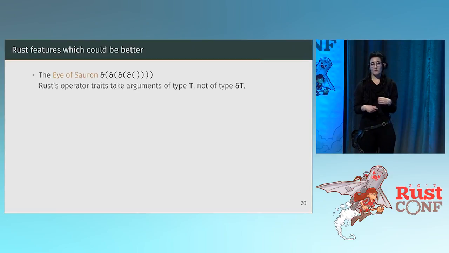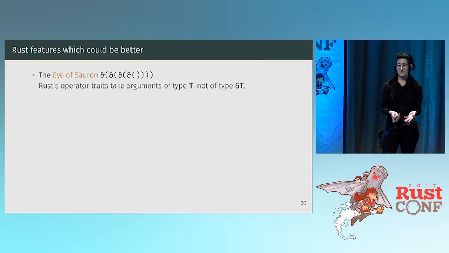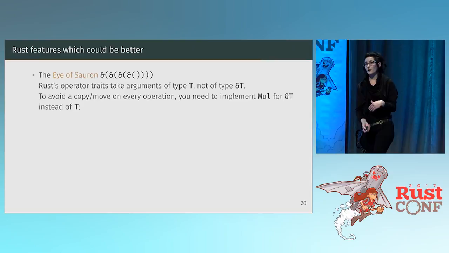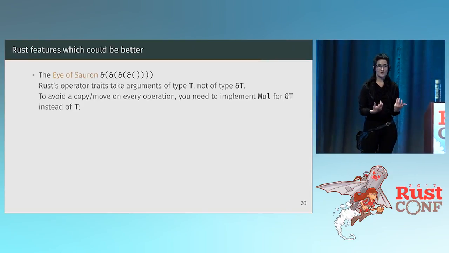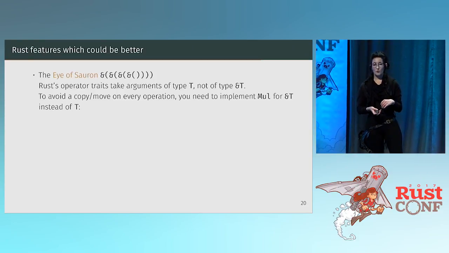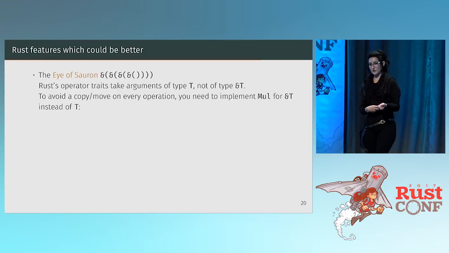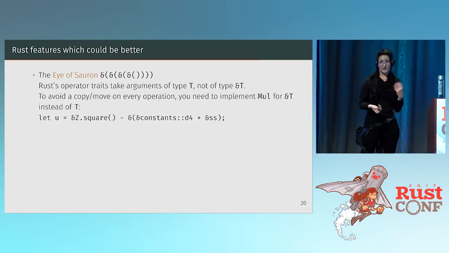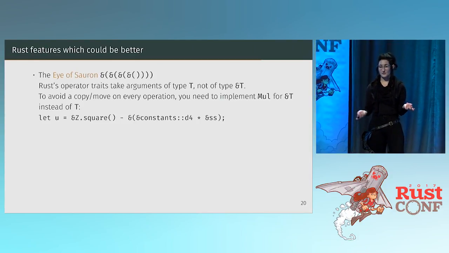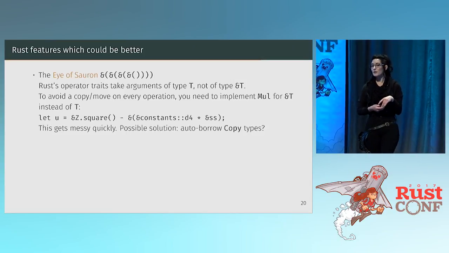This results because Rust operator traits take arguments of type T, not type borrow T. So if you need a copy for your types, which we do because we have a lot of constants that are various things in the curve that get used all over the place in different protocols, like for example the base point of the curve, which is just a point that you pick and it's special. We have a constants file, whatever. So we need copy, so we have to implement our operations on type T, and then you end up with code that looks like this, where you keep putting parentheses around things as you have this expression of multiplying or adding things together. It gets messy pretty quickly.